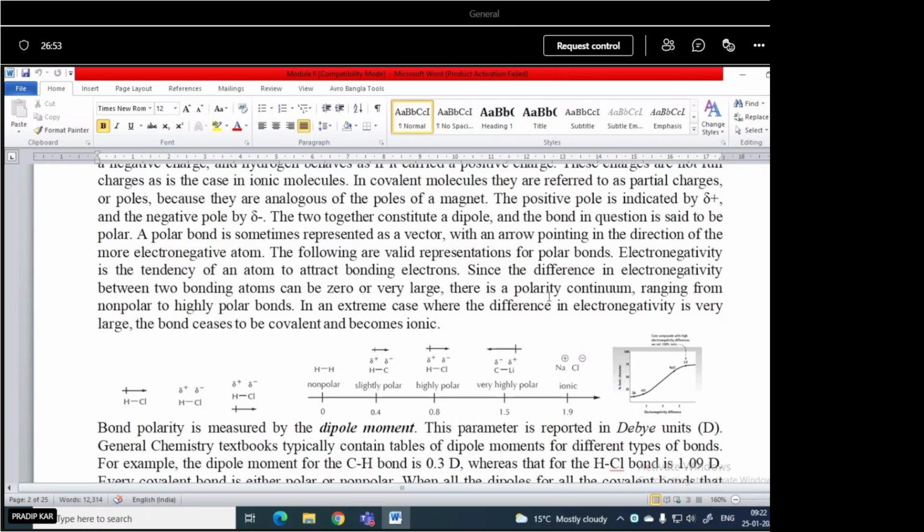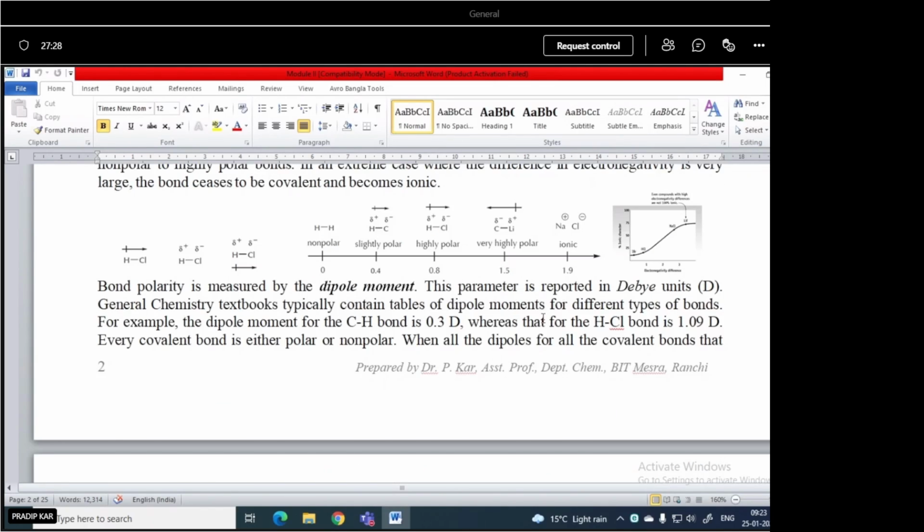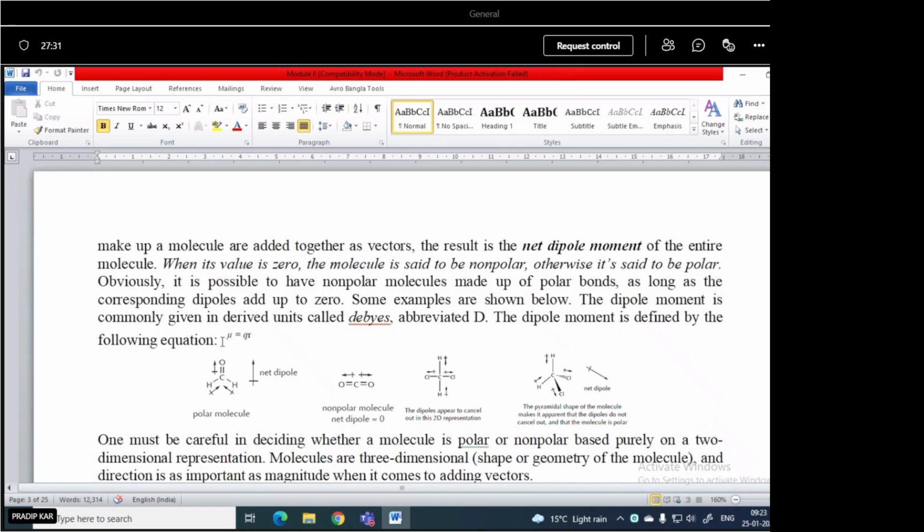So what we were discussing is bond polarity, and as bond polarity arises, one center is delta positive charge and the other center is delta negative charge. So here we are explaining one term, that is dipole moment. Dipole moment is a vector property. It is having a particular direction from the positive center towards the negative center. And the dipole moment depends on the polarity. We are calculating the dipole moment mu equal to Q times R.